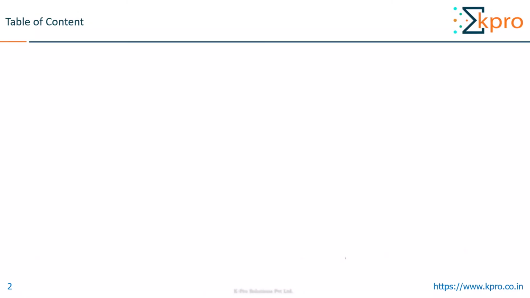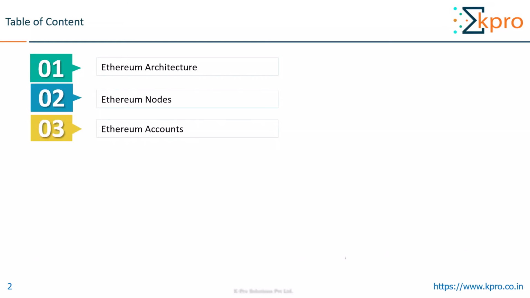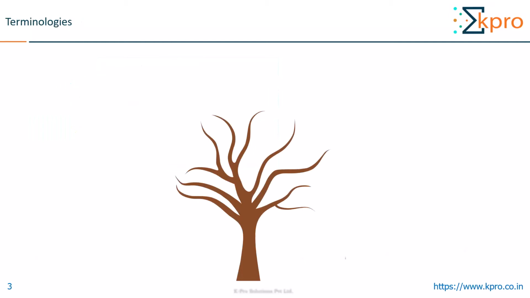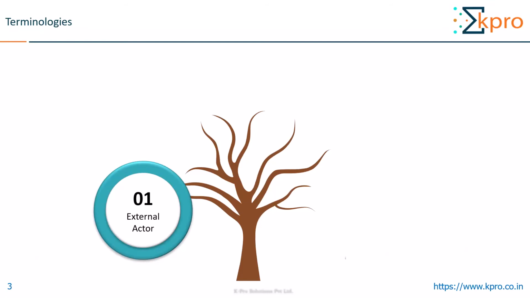So the topics we'll be covering in this video are what is the Ethereum architecture, what are Ethereum nodes, Ethereum accounts, and finally how a transaction happens in Ethereum. But before proceeding, we should know a few terminologies related to the Ethereum blockchain. So the first one is external actor.